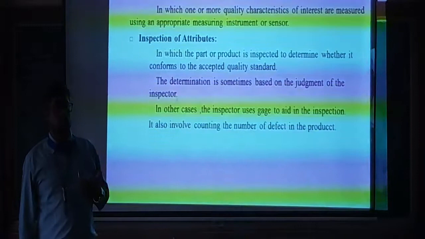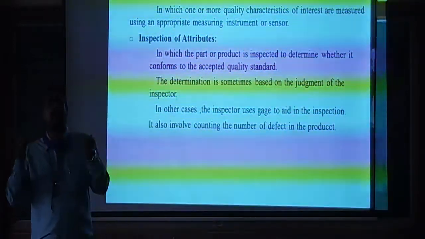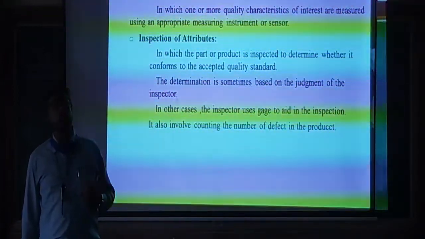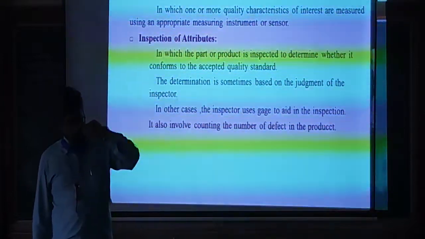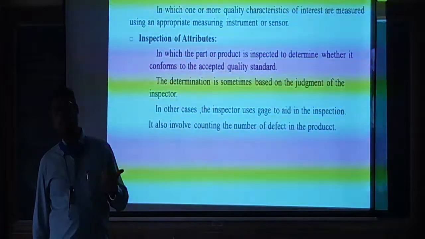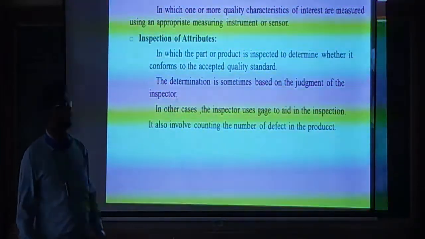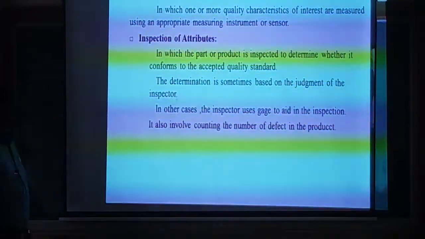If the tolerance band is given within 0 to 10 micron, then we can't use that particular measuring instrument, the vernier caliper or digital vernier caliper, because the least count is 0.02. If it is less than 20 micron, then we have to go for micrometers to measure the diameter, or we have to go for CMM.